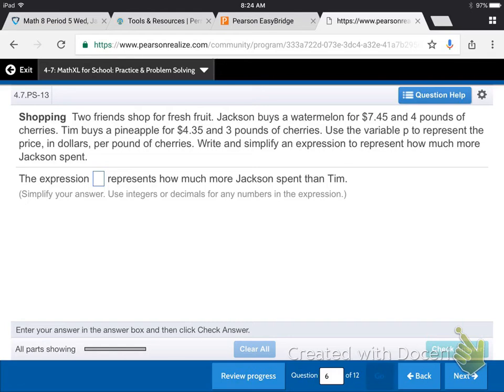Another word problem. What? These are our favorite. No problem. I bet you can guess what the question is going to ask. It is going to ask how much more Jackson spent. So we're going to have two quantities. We're going to be subtracting them.